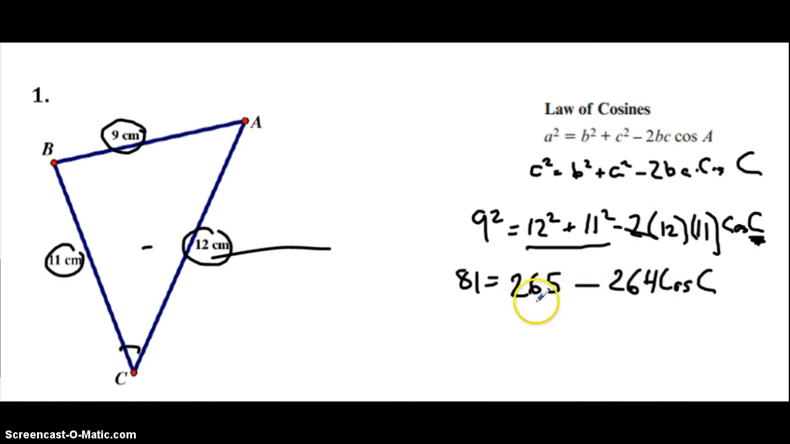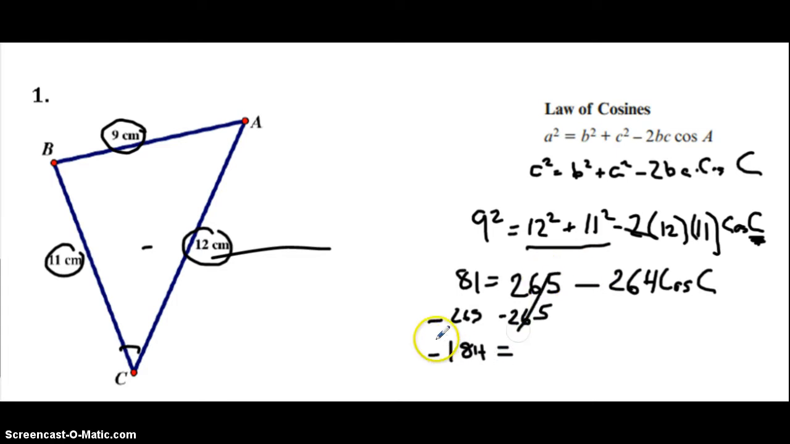Now, you don't subtract these two. Don't do that, okay? Because these aren't like terms. This has a cosine C, this doesn't. So you can't just subtract them. To solve, you're going to have to subtract 265 from both sides. So we subtract 265 from both sides. So 81 minus 265 equals negative 184.